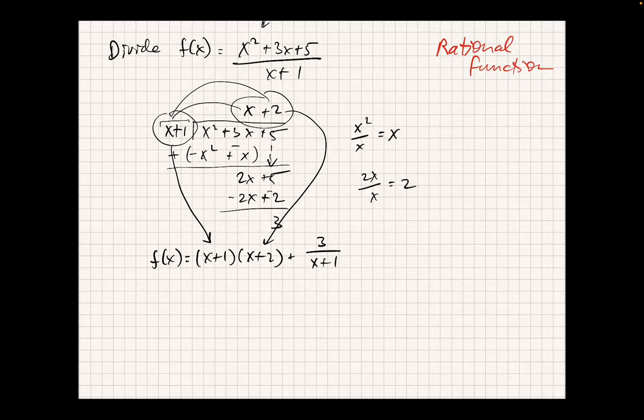And then can we zero product property it? Zero product property does not look like this. So x plus 1 was not a factor of my original polynomial, because I should have gotten a remainder of 0. I can still use polynomial long division to rewrite or simplify this rational expression.